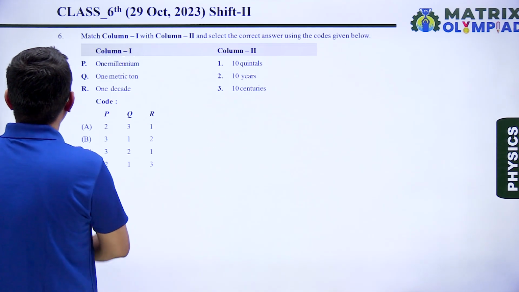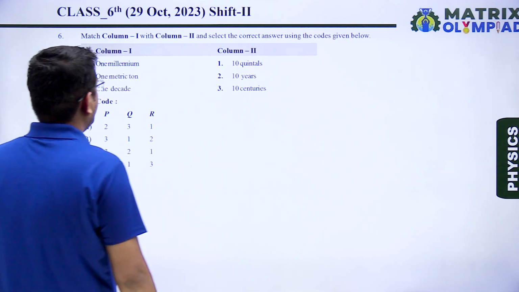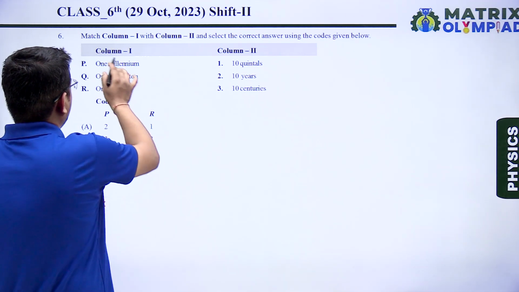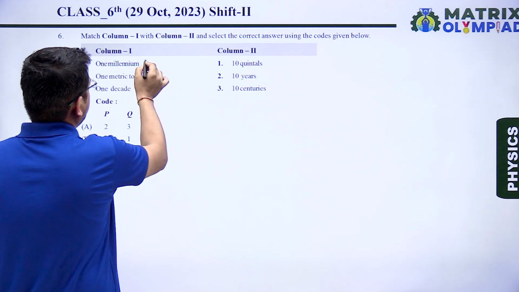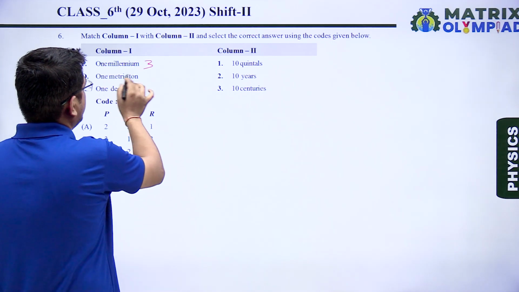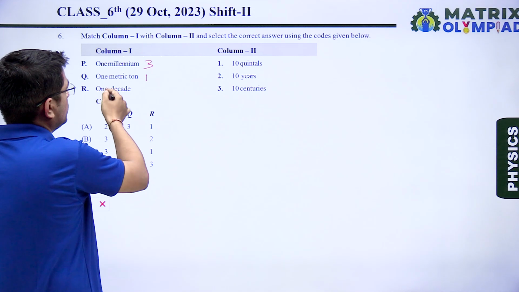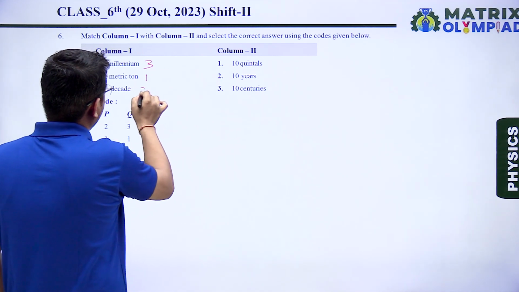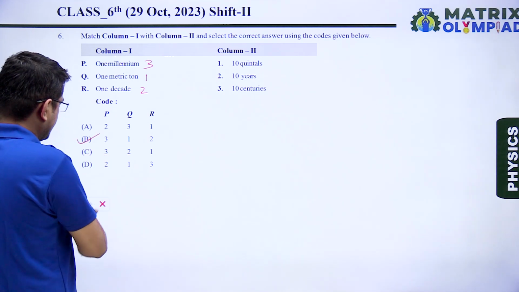Next question, question number 6. We have to match column 1 with column 2. So here, 1 millennium, as we know that in 1 millennium, there are 10 centuries. So for P, I will write 3. 1 metric ton, we know that 1 metric ton is equal to 10 quintals. So I will write 1. And 1 decade, we know that in 1 decade, there are 10 years. So I will write 2. So correct code is 312. So option B is our correct answer.